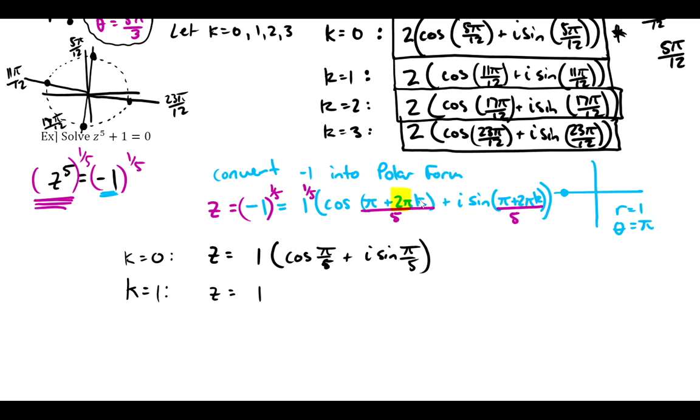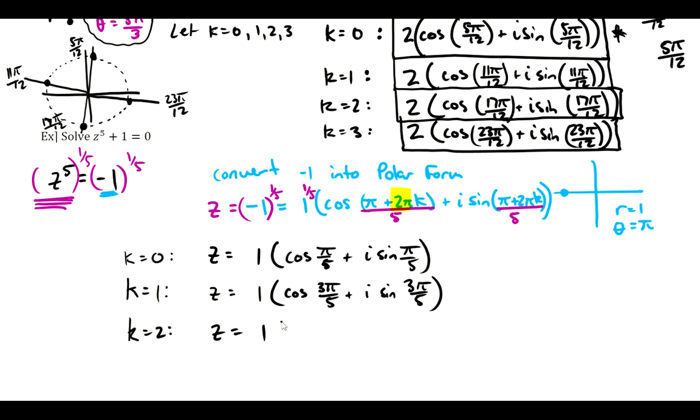So if k is 1, I'm left over with 2 pi, and then add it to the pi value. So I would have cosine of 3 pi fifths plus i sine of 3 pi fifths. And then keep it going. Okay, so k equals 2.